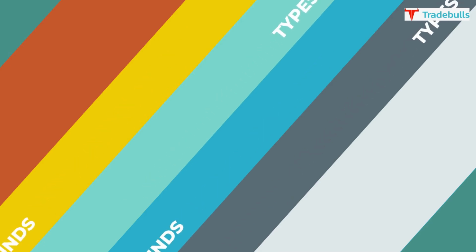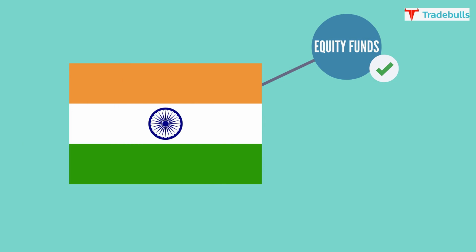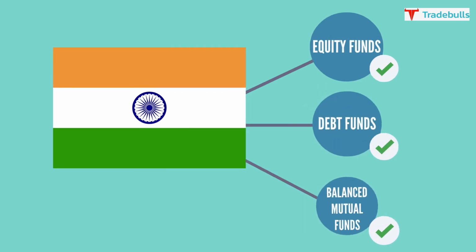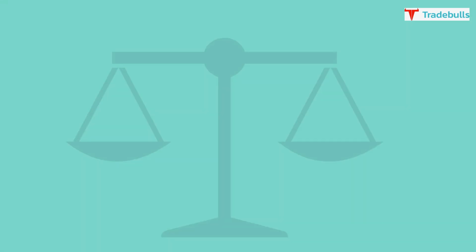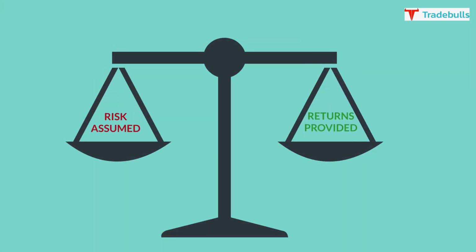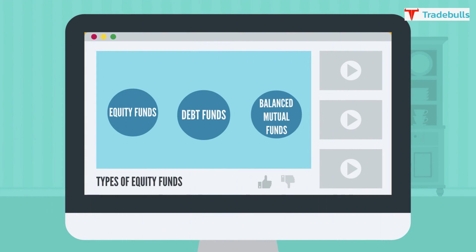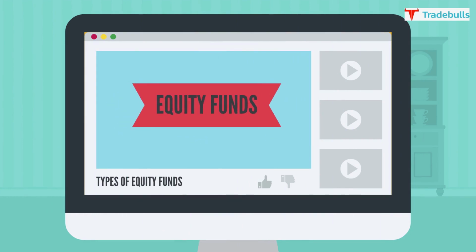Types of equity funds. Mutual funds in India are broadly classified into equity funds, debt funds, and balanced mutual funds, depending on their asset allocation and equity exposure. Therefore, the risk assumed and returns provided by a mutual fund plan would depend on its type. In this video presentation, we have broken down the first type of mutual fund in detail, that is, equity funds.